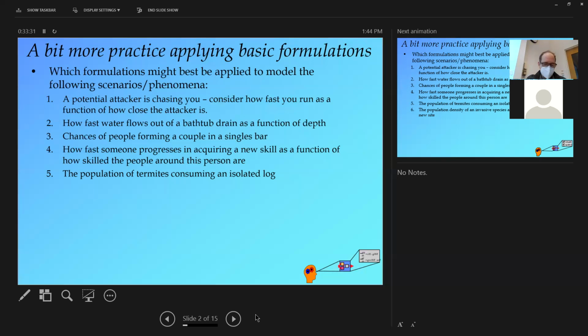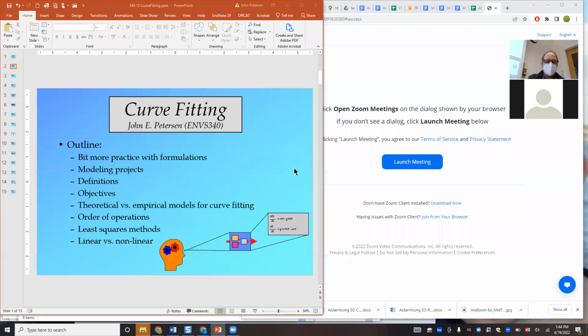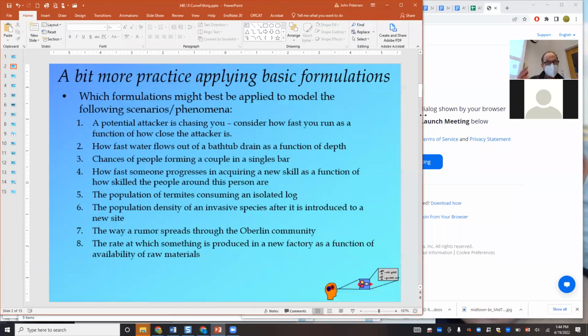All right. I had a couple more examples here, but this is good practice for you guys as you think about your modeling projects, because you're going to need to make those decisions about, for each component of your model, what basic formulation you are using to drive your overall activity.